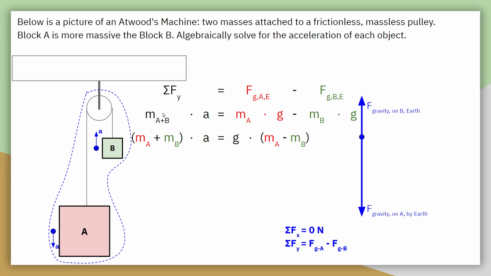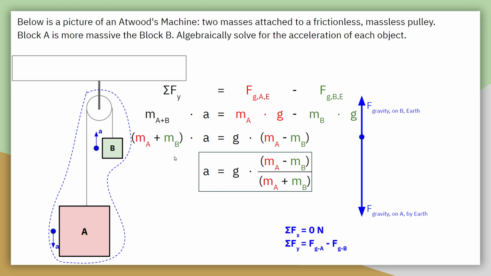Now, my mass A plus B, I can literally write just like that. Mass A plus mass B. All of that sum right there times our acceleration is equal to our gravitational field strength times mass A minus mass B. Essentially what I just did here was I factored out that g from both of these, leaving me m_A minus m_B. Because I'm trying to algebraically solve for this acceleration, the next step is to just divide both sides by m_A plus m_B, which would be an algebraic way for us to solve for this. And this should be able to work in any situation where we are looking at an Atwood's machine.